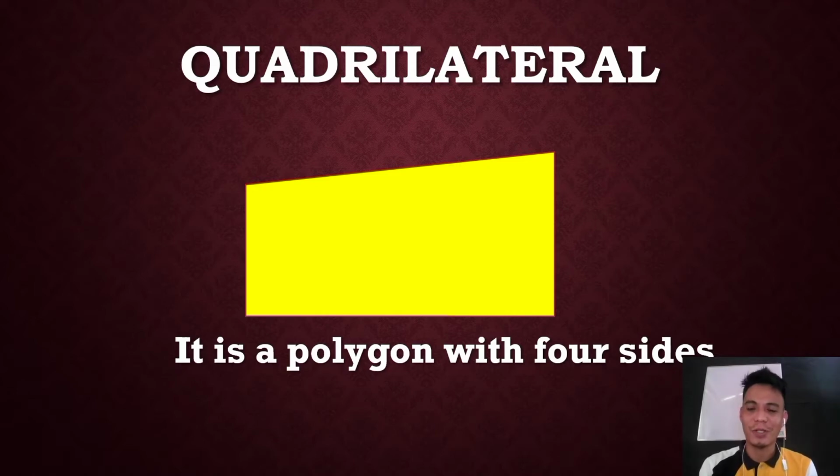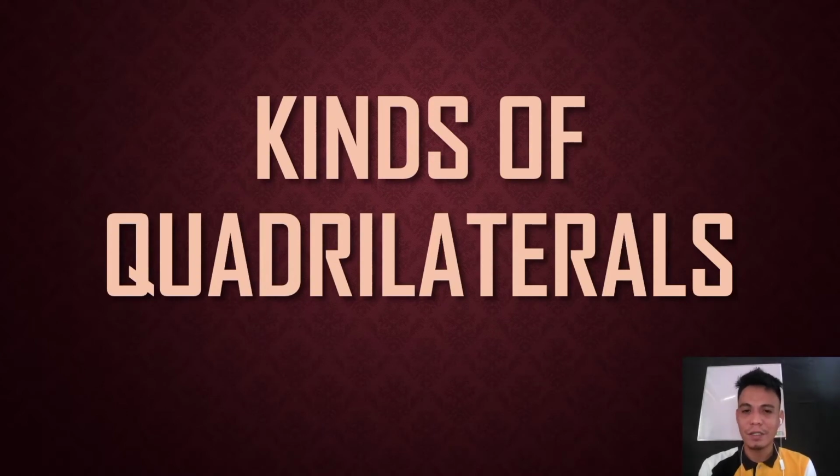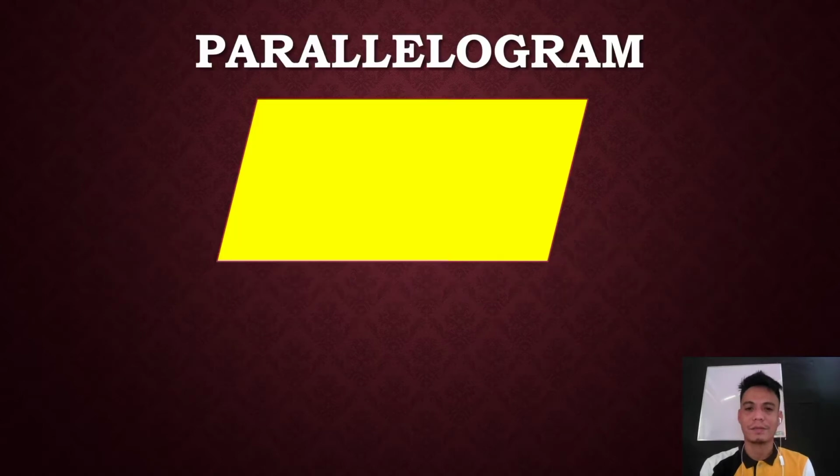Okay? So alam nyo na po yan guys. Alam ko master nyo na po yan. What are the kinds of quadrilaterals? So marami po yung klase. So una is a parallelogram. So ito po yung tsura niya guys. Kung nakikita nyo para siyang rectangle na nakapahilis ng konti.